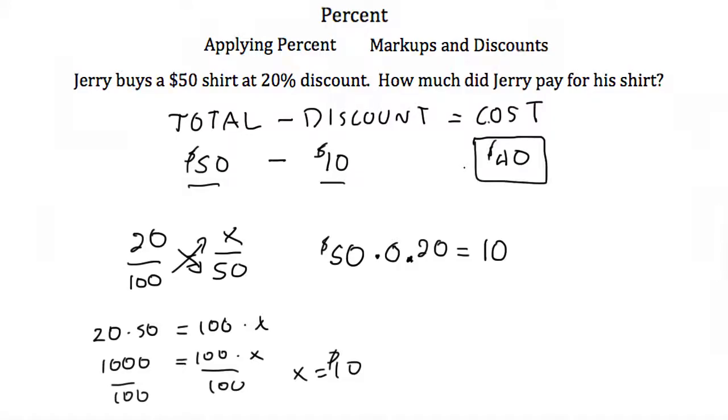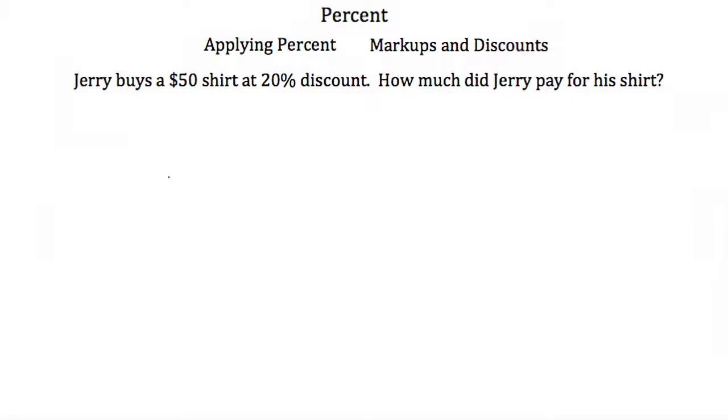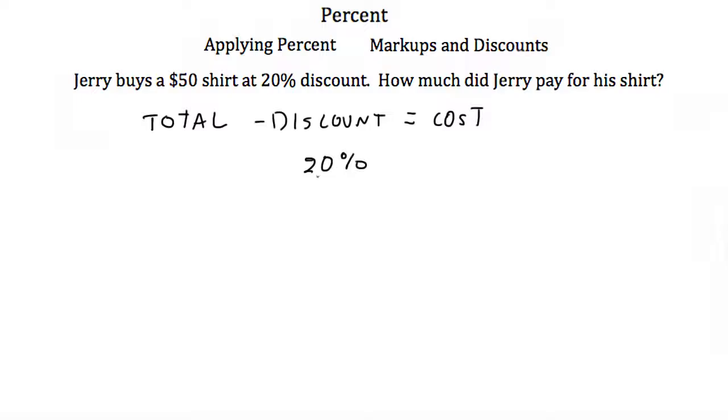Now there's another way to approach this problem. Again, we're going to have a total cost minus the discount is equal to cost to Jerry. Now our discount is 20%. And if you think of our total cost as the 100% price, well, if we have 100% and we take 20% off, that means Jerry's going to pay 80% of the total cost. So instead of finding the discount, we can just find Jerry's 80% cost.